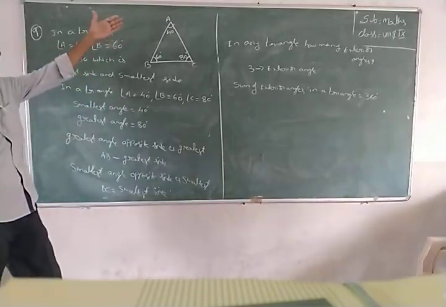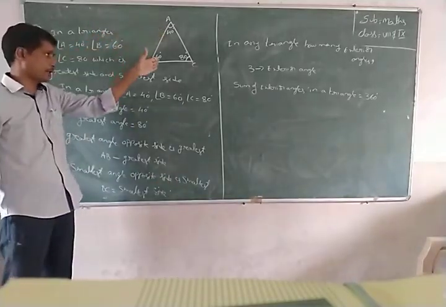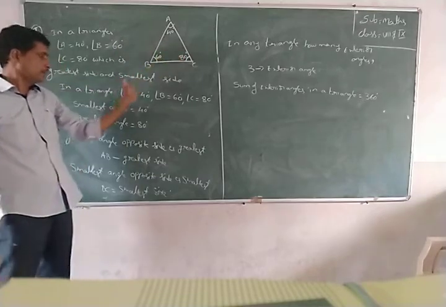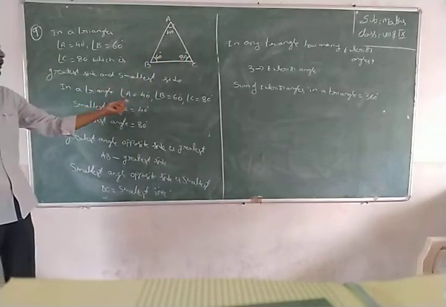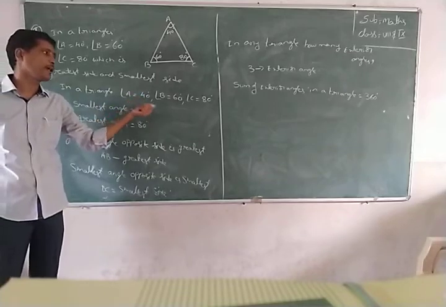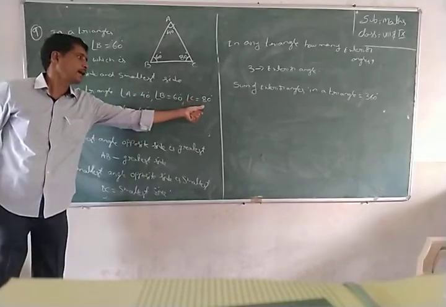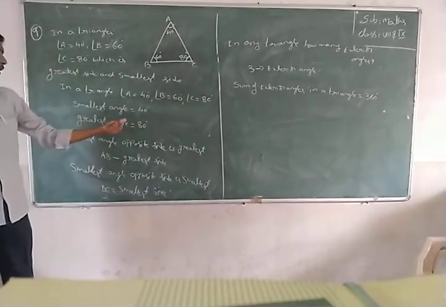In a triangle, angle A equals 40, angle B equals 60, angle C equals 80. Among these angles, which is the smallest angle? That is 40 degrees. Here the greatest angle is 80, therefore the greatest angle is 80 degrees.